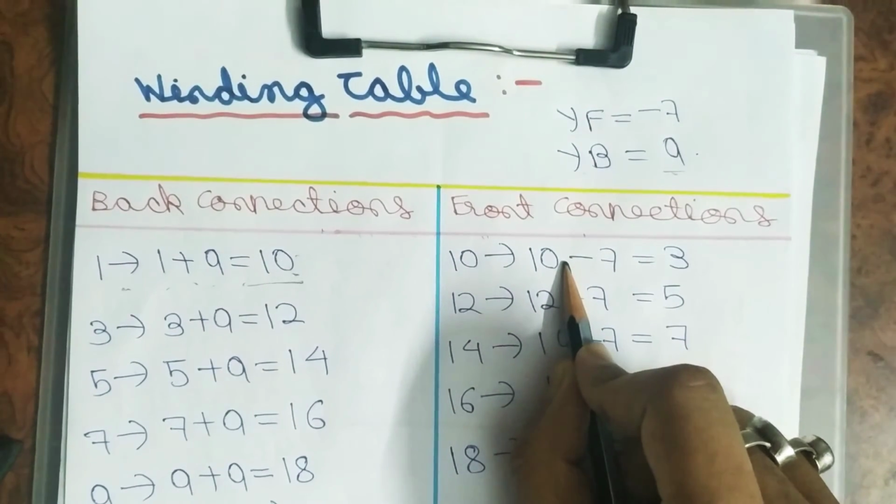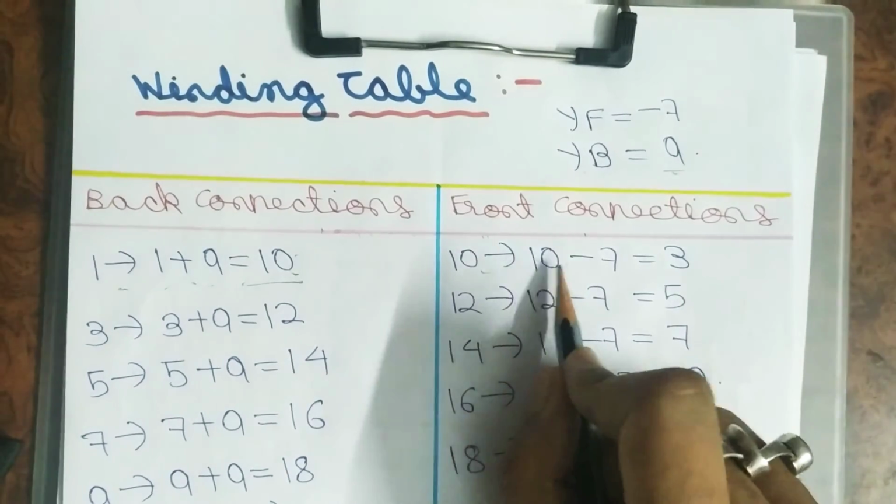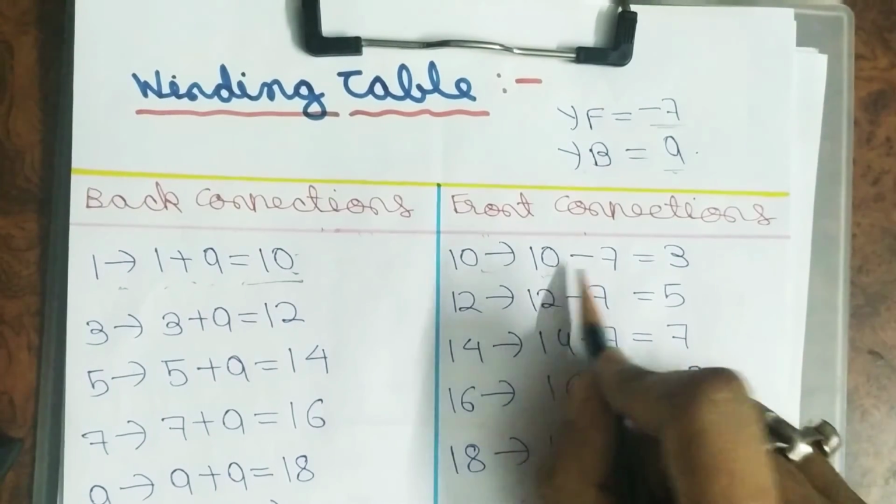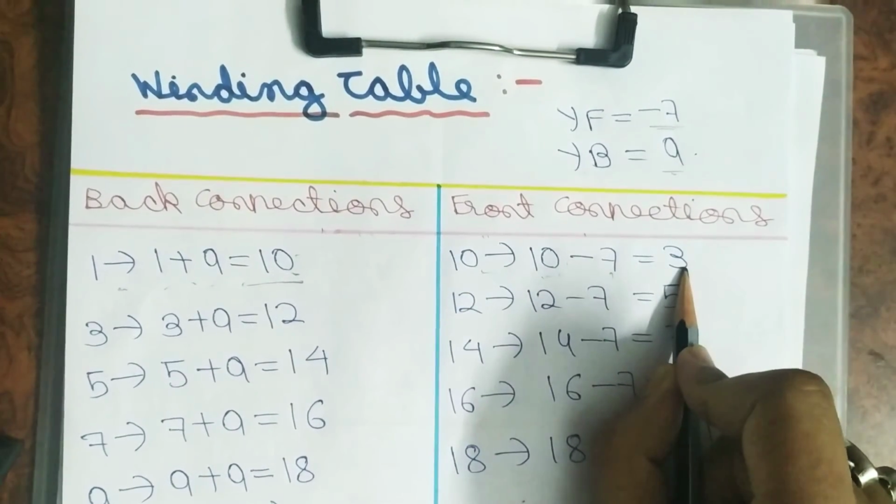Okay, means front connection value. So 10, and here it is minus 7. So 10 plus of minus 7, ultimately this becomes 10 minus of 7. So it will come 3.